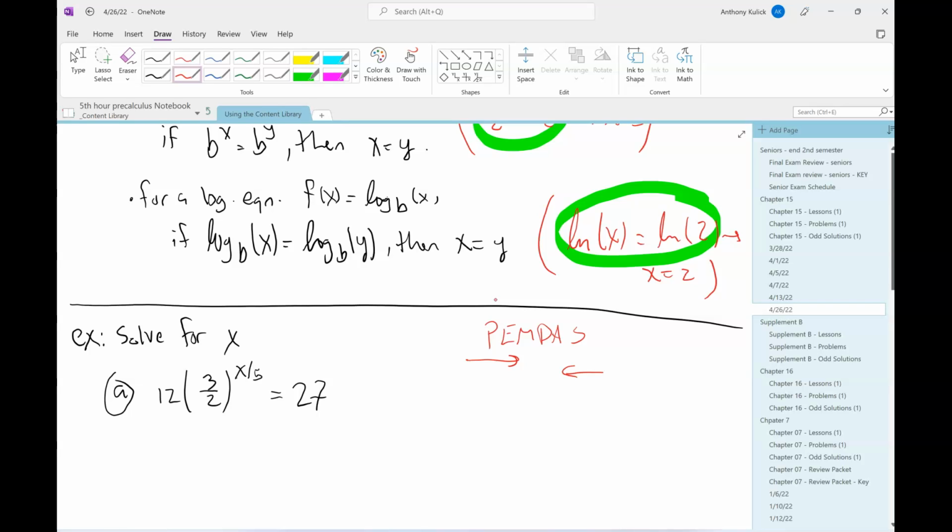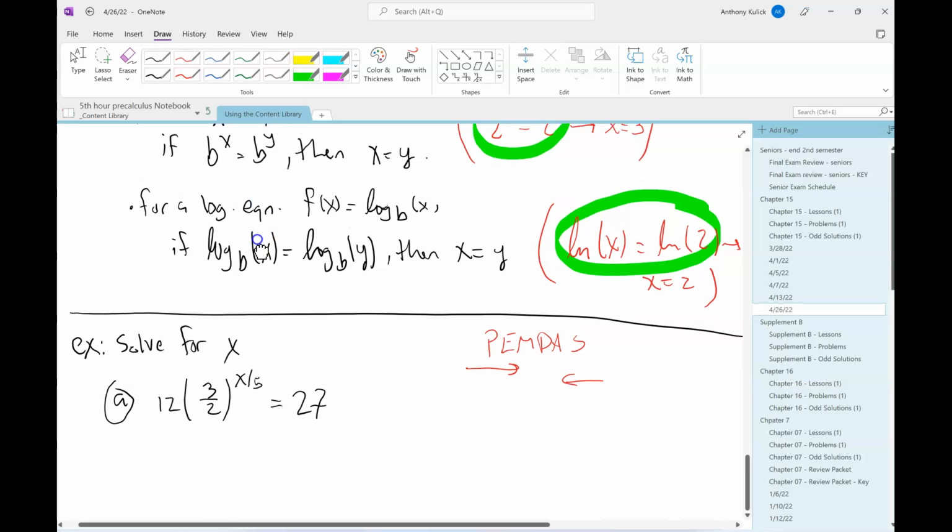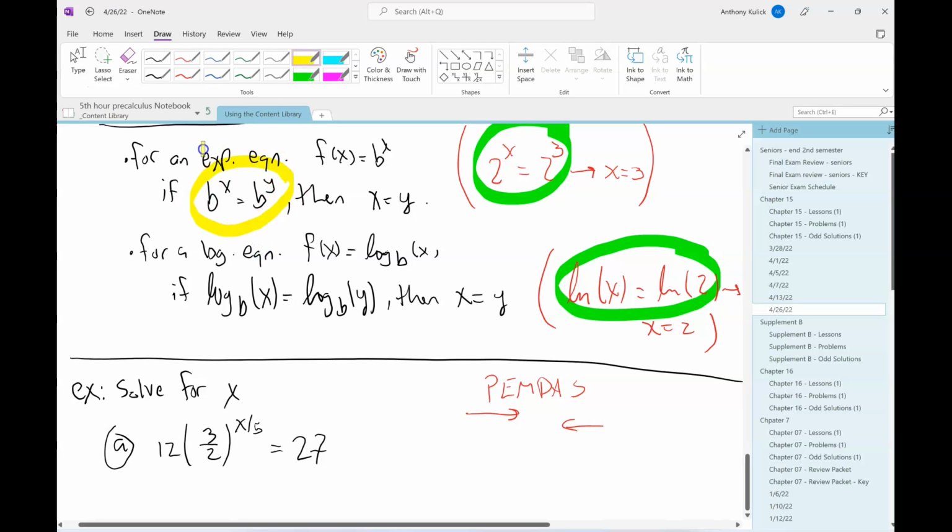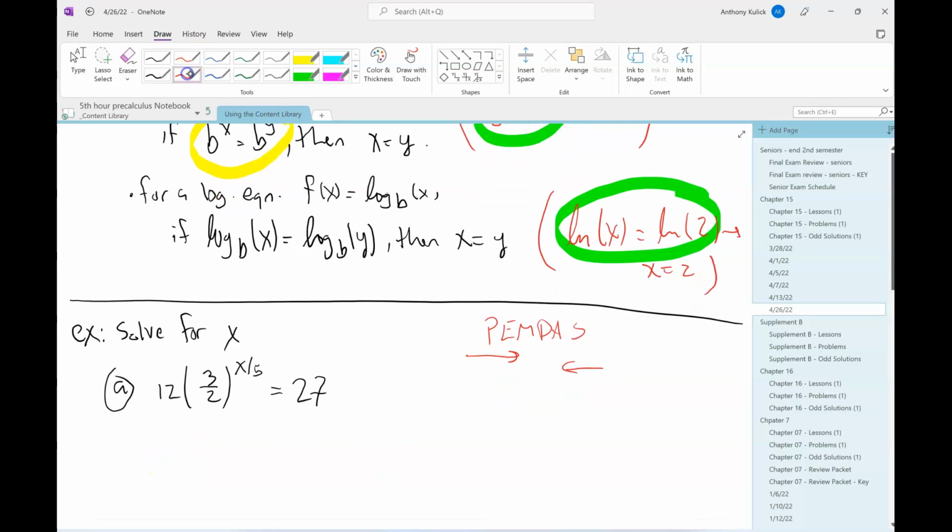Claire? Divide by 27. Okay, so I would go the other way. I'd divide the 27 by 12. Yes, great. So if what we're trying to do is get b to the x equal b to the y, I've got to get that thing out of there, right? So dividing both sides by 12 is a great first step.